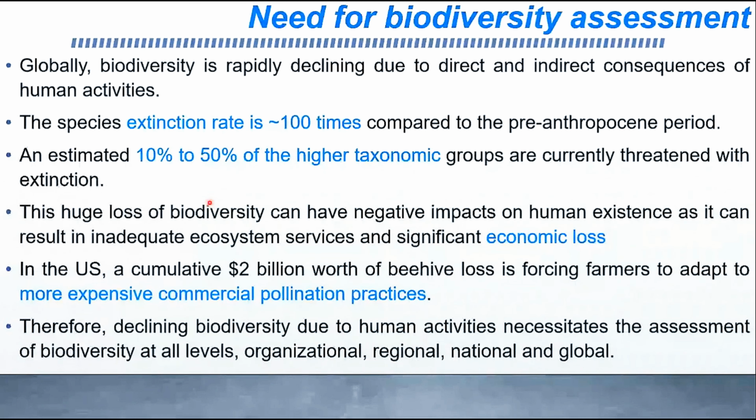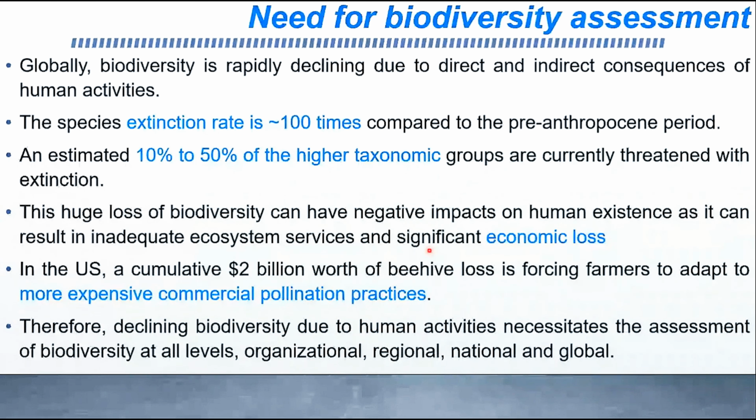Now, what is happening because of the decline in biodiversity? It is having a negative impact on our existence itself, right? And it is now resulting in significant economic loss. For example, if you look at beehives, we spoke about pollination. Beehives are responsible for pollination. A lot of beehives are getting destroyed because of the extensive use of pesticides. And what is happening is, because we are losing these natural pollinators, we have to go for more expensive commercial pollination practices, right? That results in more economic loss.